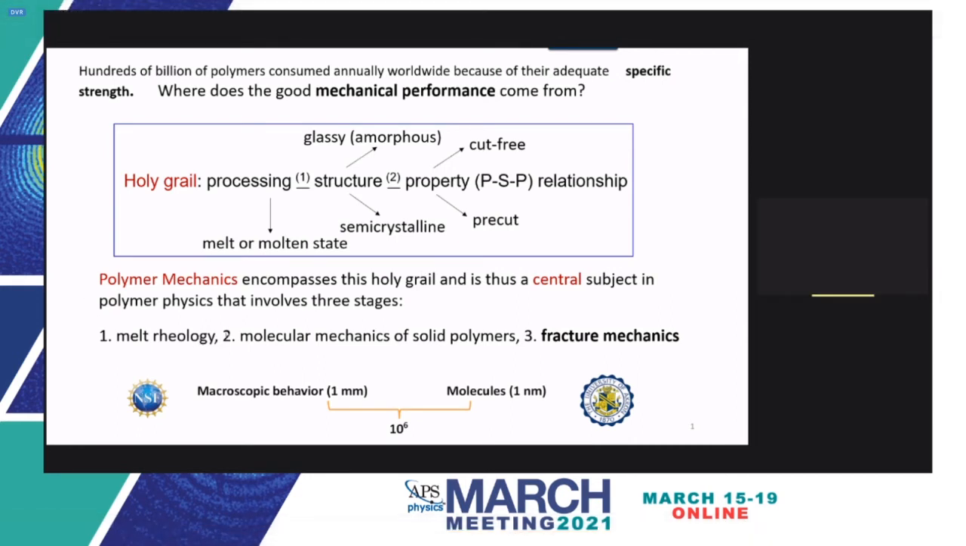You have to deal with the rheology, you have to deal with the structure that you end up being able to manipulate with the rheology. And then today we're going to focus on what happens to the resistance to cut. So the fracture mechanics. So this is, for us, a new topic.